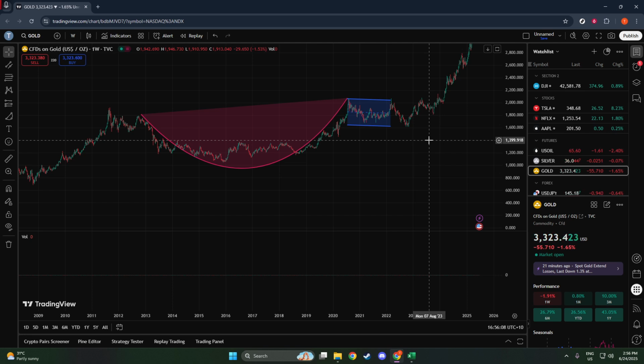Take a moment to review your drawing. The complete cup and handle pattern should now be visible on your TradingView chart, providing you with a clear visual aid to identify potential trading opportunities. Remember to monitor any breakout signals near the resistance level, as these can offer insights into possible entry points. By following these steps carefully, you can successfully draw and use the cup and handle pattern in TradingView to make more informed trading decisions. Thanks for watching, and happy trading.